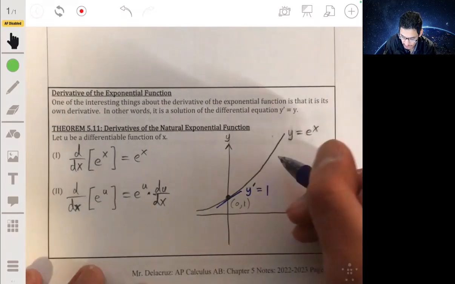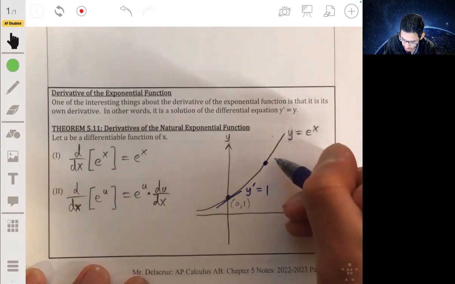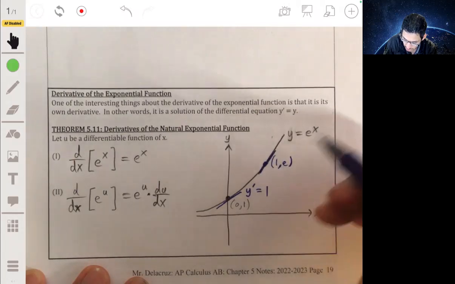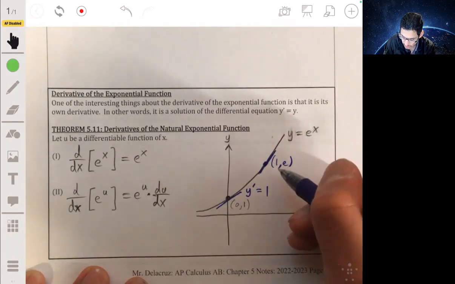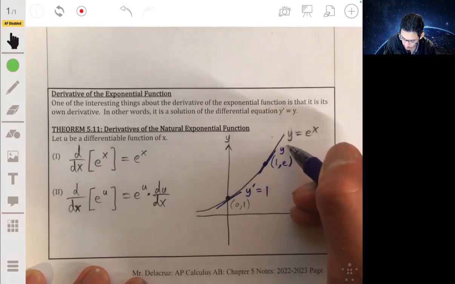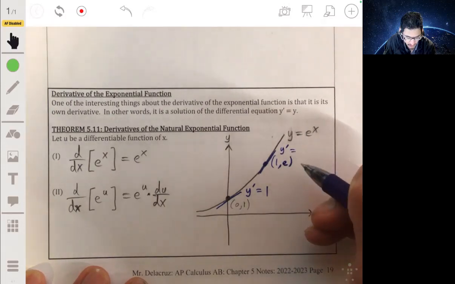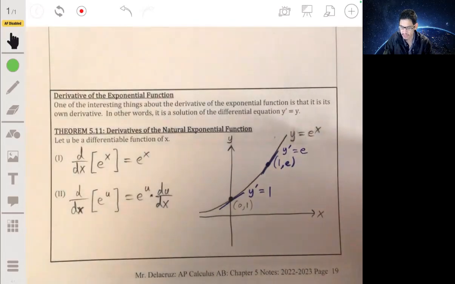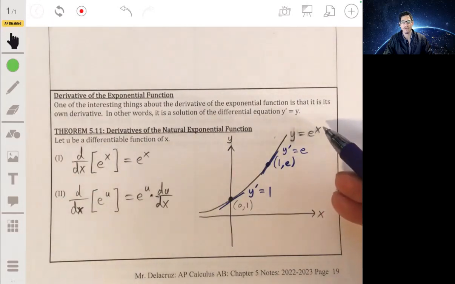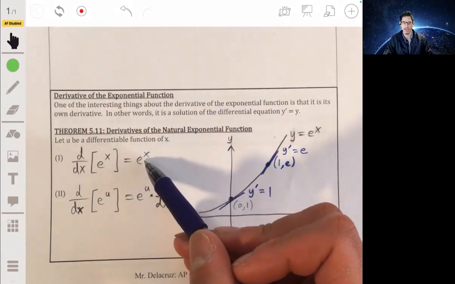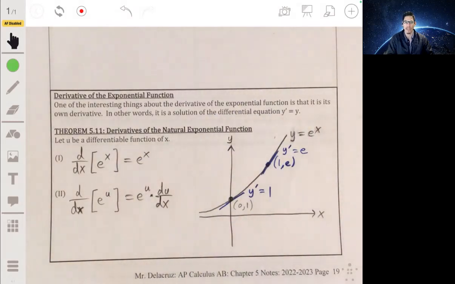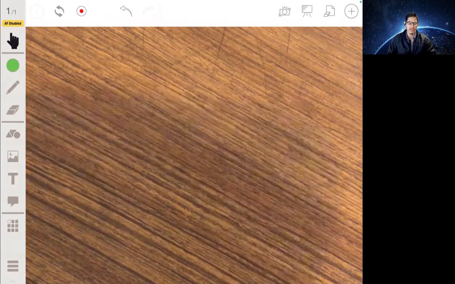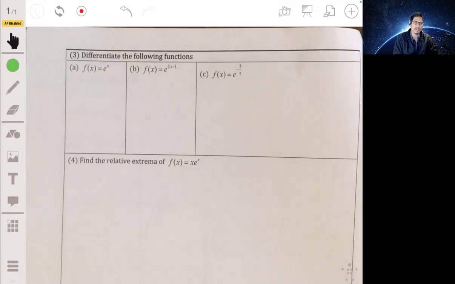Let's pick another point. Let's say a point up here, at (1, e). And again, we're looking at the tangent line. What would the derivative here be? Well, again, the y value here is e. So the derivative at the point (1, e) is just going to be e. It's just its y value at whatever point we're evaluating. So let's go through some actual calculus examples so we can really understand how to deal with this.